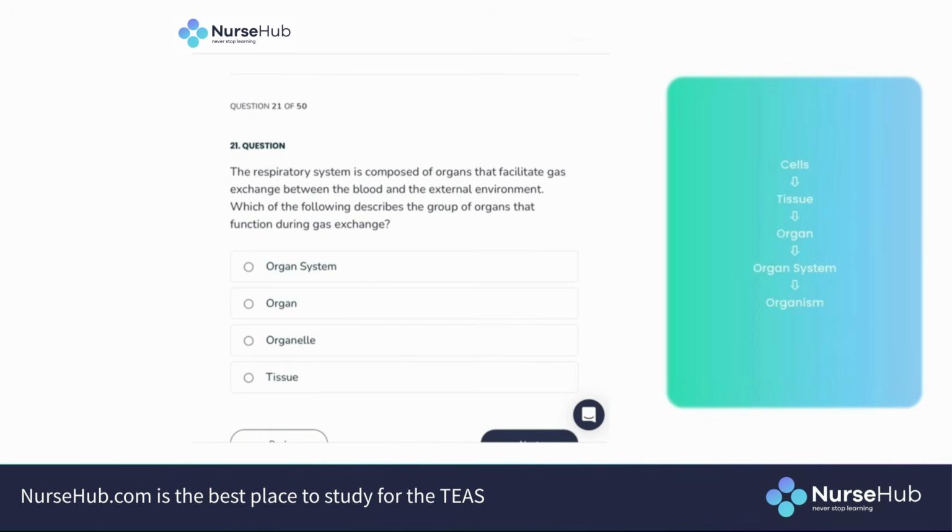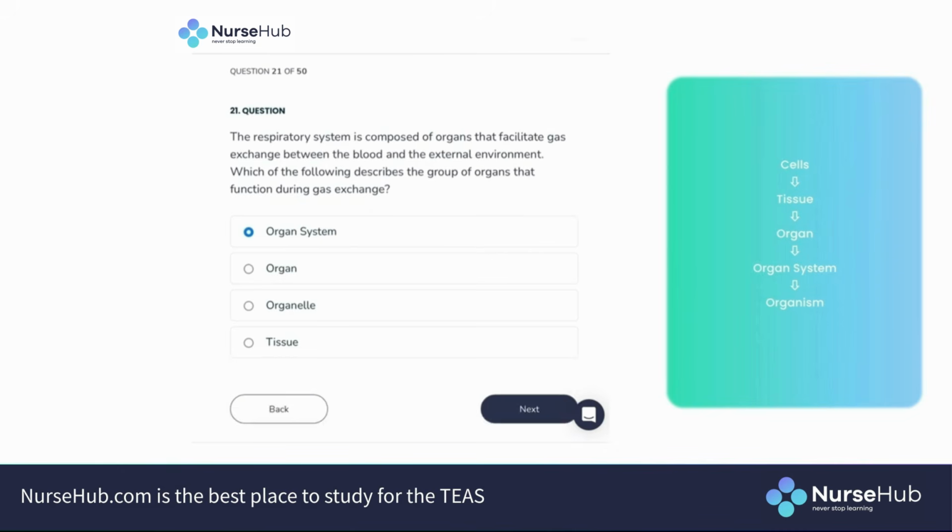Tissue is incorrect. That is the material used to make up organs. Organelles, we know, are the pieces or the parts of individual cells. An organ is not multiple organs working together. Of course, an organ system, that even just common sense-wise sounds right. You wouldn't even have to really study for this question. Let's go ahead and move on to the next one.